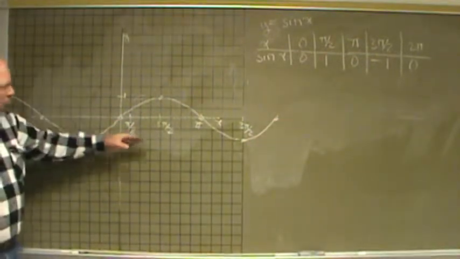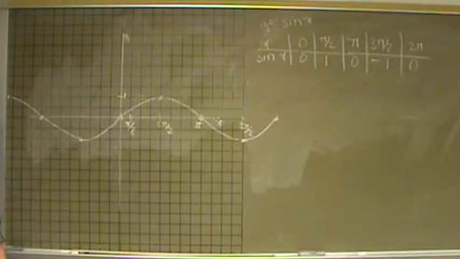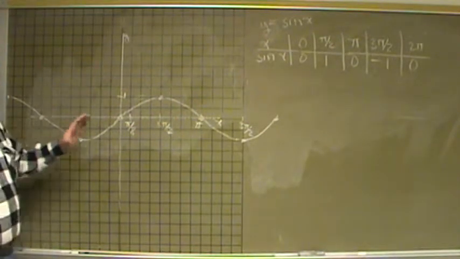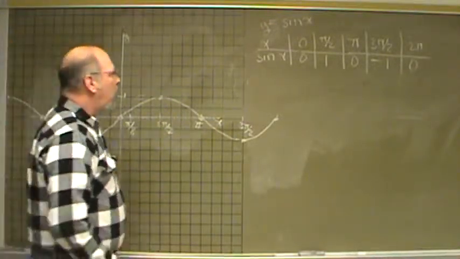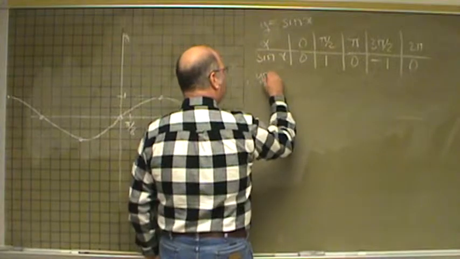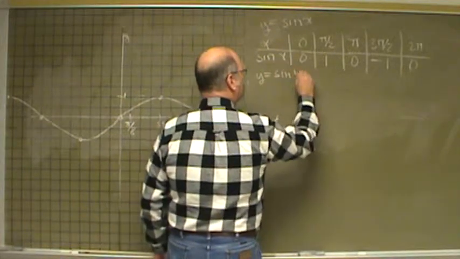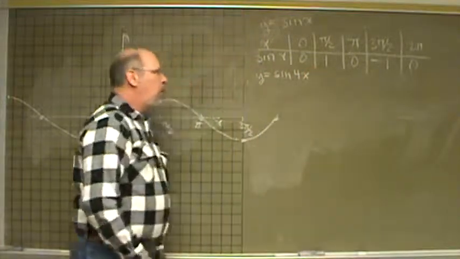I mean, this is pi over 8. That's a pretty small unit. Okay? But that would be a normal sine wave on this scale. Now, let's talk about y equals the sine of 4x.